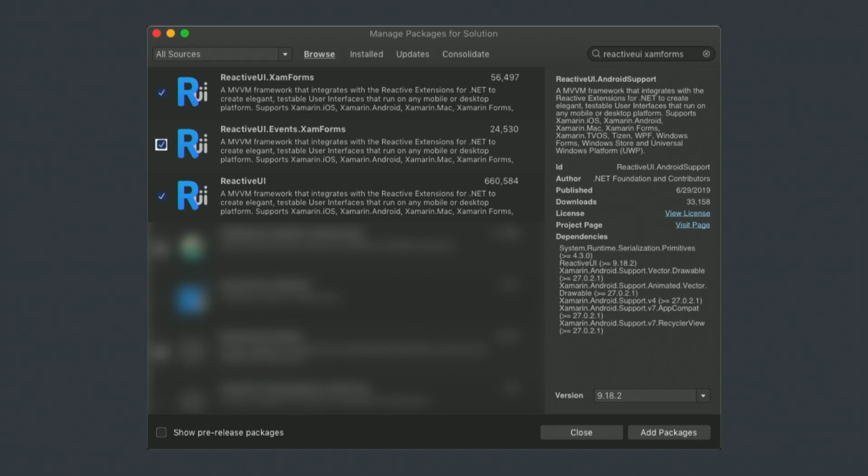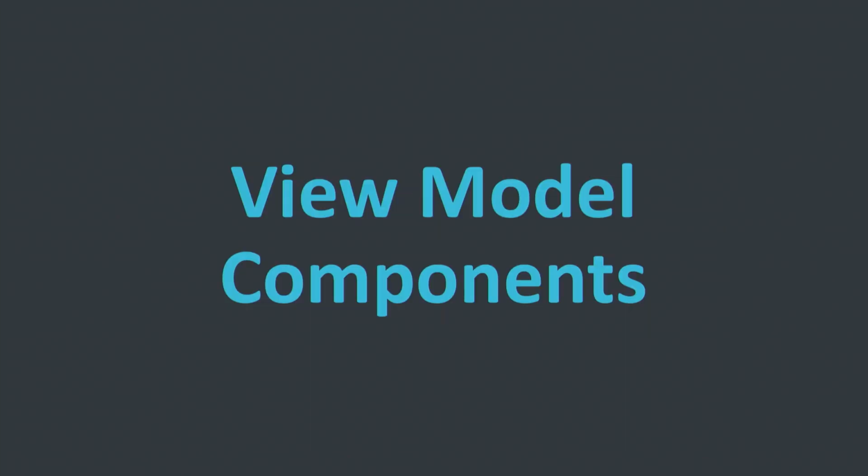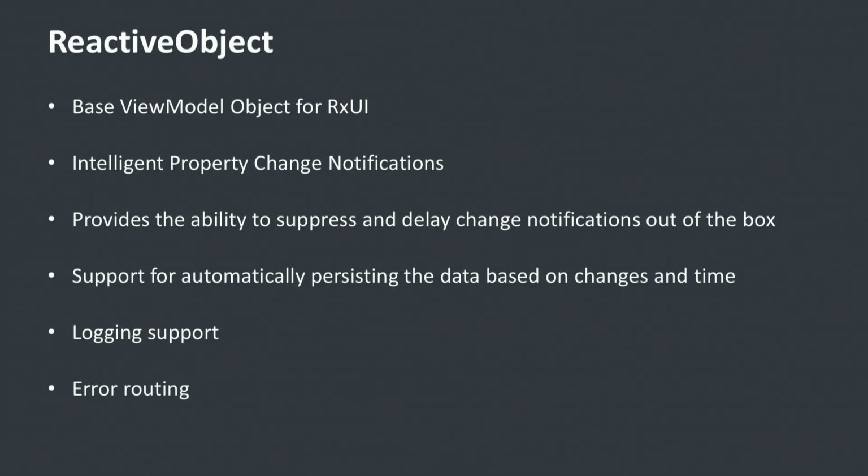Cool. So that's kind of a high level of what Reactive UI is. What I want to do next is take a look at the features that come inside of Reactive UI, the stuff that actually comes with the MVVM framework. I thought the best place to start here would be the view model components. And for us with Reactive UI, that's going to be our reactive object. So this is sort of our base view model inside of Reactive UI.